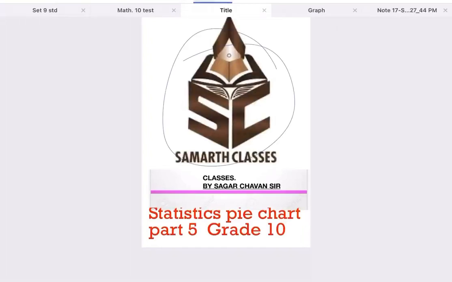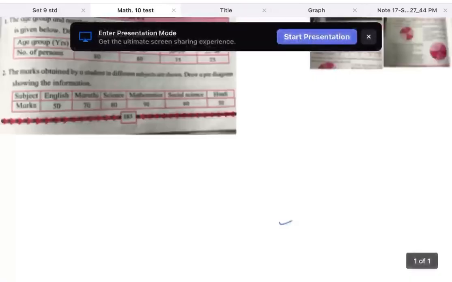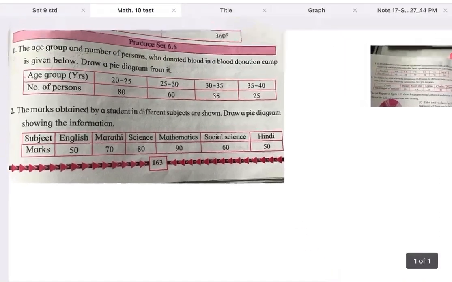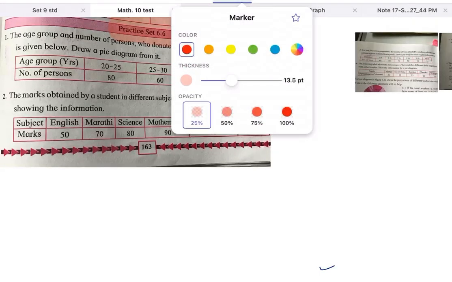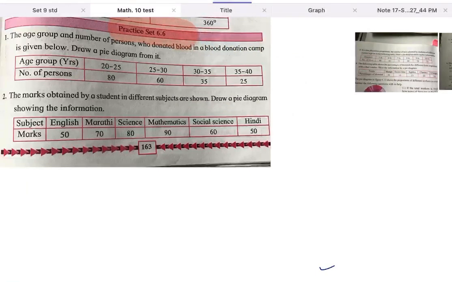So we will talk about statistics. We started statistics, graphical representation, and this is the fifth lecture on probability. So what is our main target? Right now we are talking about a pie chart. So let's quickly analyze the data. Okay, so this is your target. Practice set number 6.6 is our target.